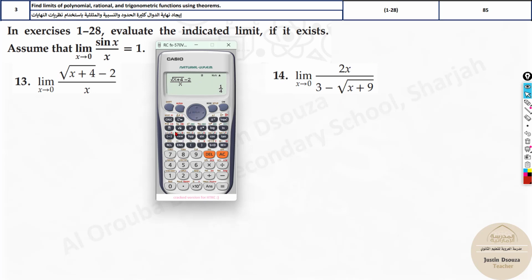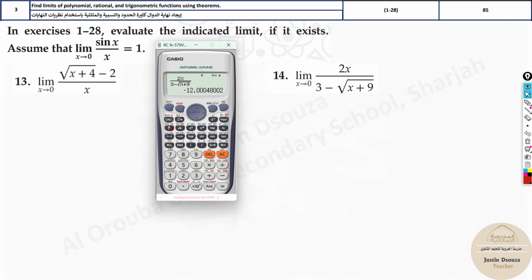Let's do the right side as well directly. Type it out, 2x divided by 3 minus square root of x plus 9. And now what you need to do is calculate at 0.00. Again, I forgot the minus sign. You can do even the first positive one. Let's just do this first. It is minus 12. Don't forget the negative sign.